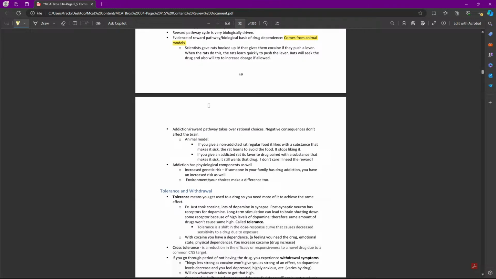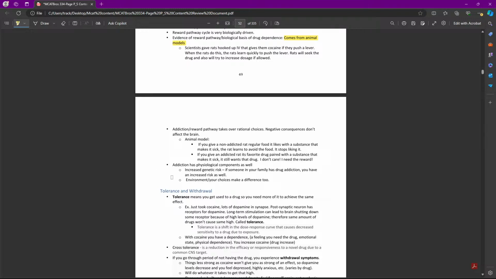Addiction and the reward pathway take over rational choices. Negative consequences don't affect the brain. Animal model: if you give a non-addicted rat regular food it likes paired with a substance that makes it sick, the rat learns to avoid the food. You give an addicted rat its favorite drug paired with a substance that makes it sick, it still wants that drug. It doesn't care, it needs the reward.